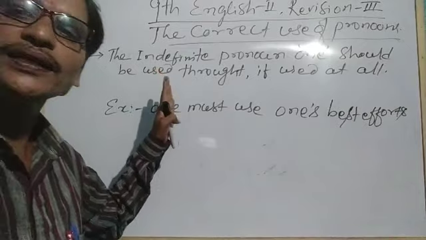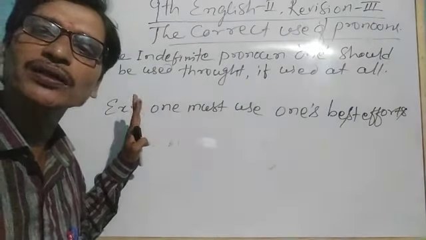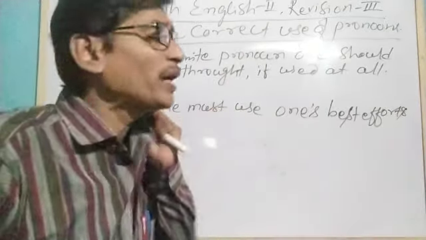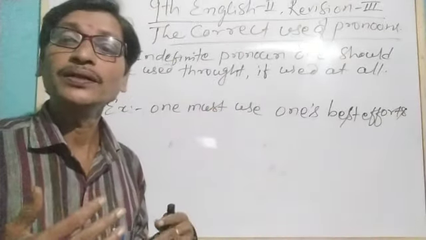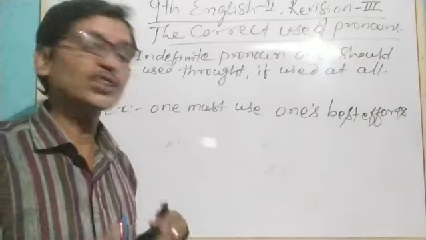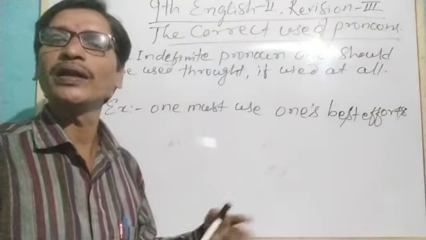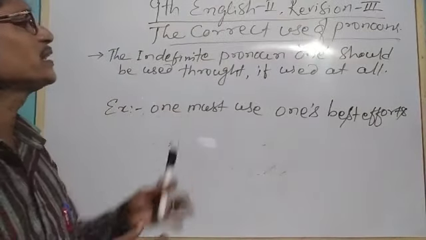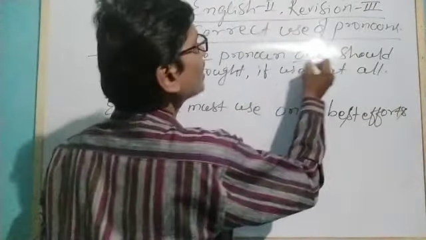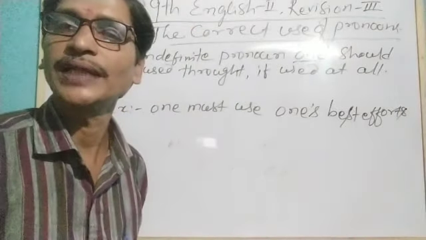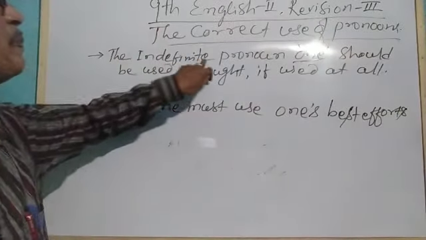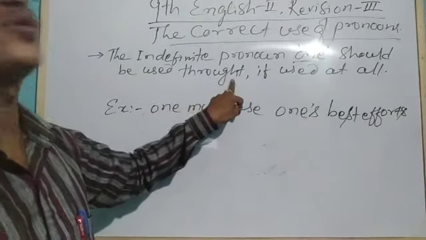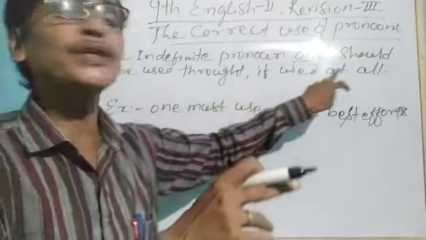Here you see another such instruction given for correct use of pronoun: the indefinite pronouns are also there. One, someone, anyone, anybody, no one, nobody. These are the indefinite pronouns. So here you see one among them, one is also an indefinite pronoun. Understand? So the indefinite pronoun one should be used throughout. That means if used at all.